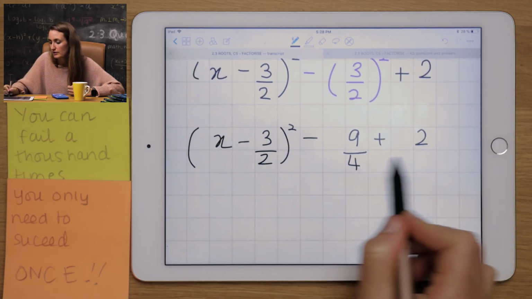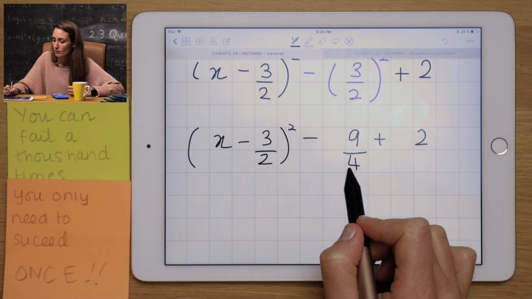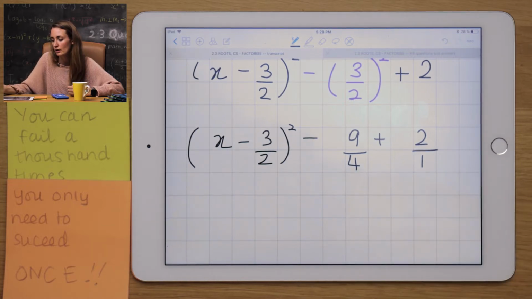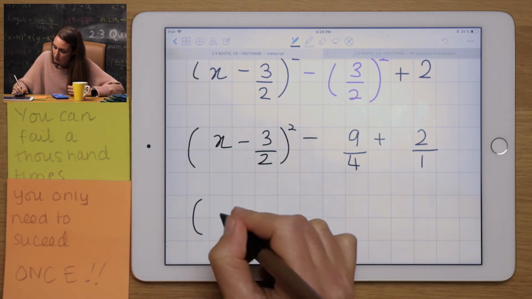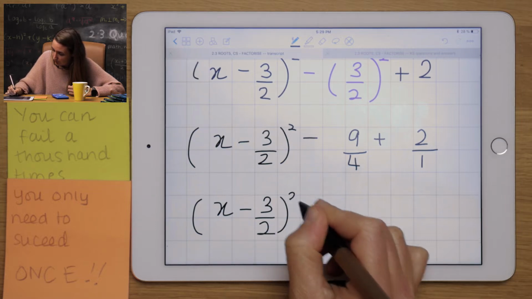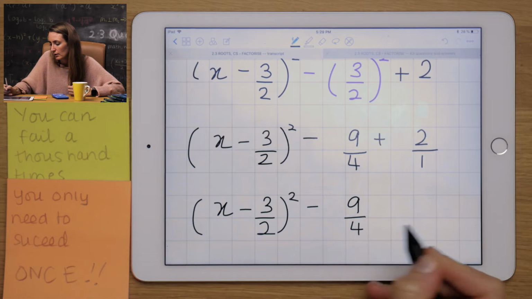I want to add these two together, so what I need to do is make a common denominator. Right now this is 4, and if you want to imagine that 2 is 2 over 1. We want these numbers to be matching so that we can add our fractions together. I'm going to pick 4 to be the bottom number.